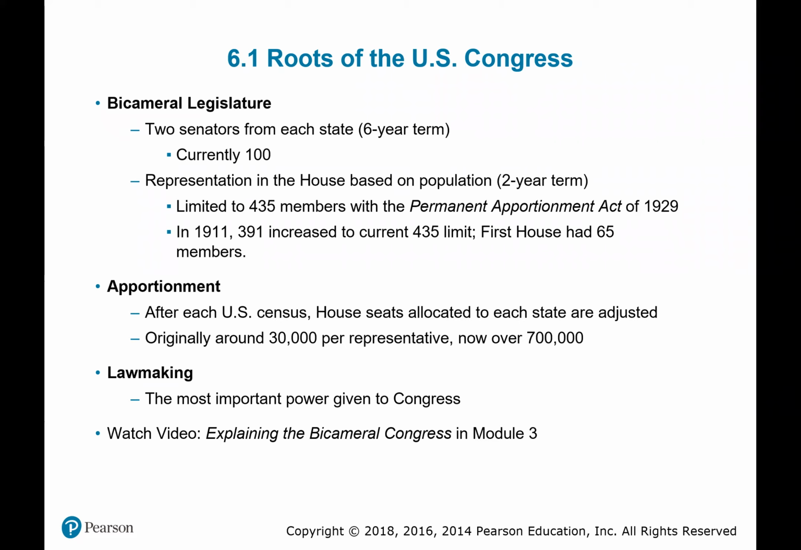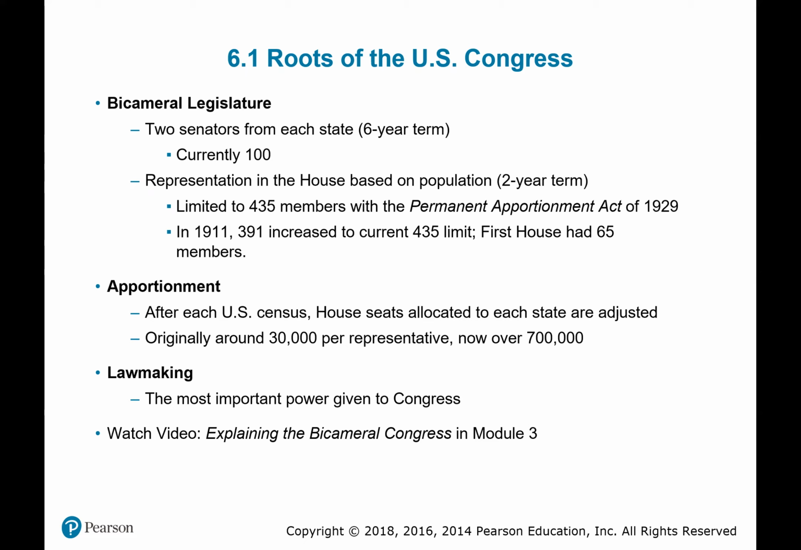And this was part of the compromise in the drafting of the Constitution between smaller states and larger states. The larger states, when I say large, I mean by population, wanted representation based upon population, and the smaller states wanted representation to be equal among the states. So what was formed was an upper house and a lower house, the upper house being the Senate, with 2 senators from each state elected to a 6-year term. Currently, there are 100, 2 for each state. And representation in the House is based on population, and they're elected to a 2-year term.